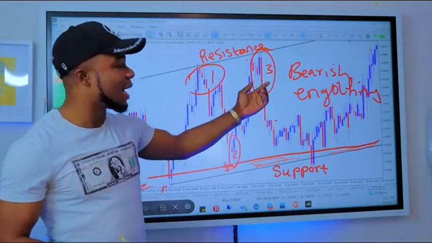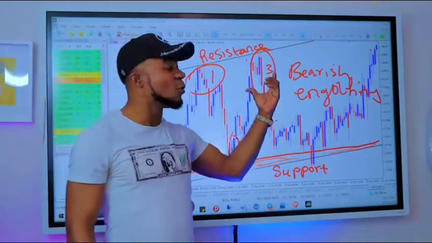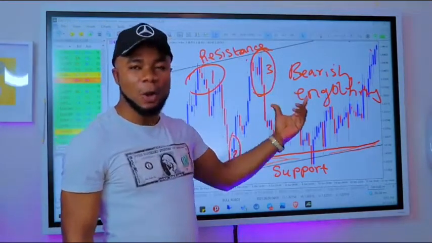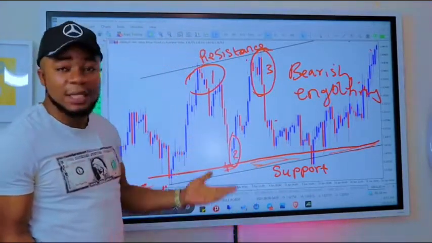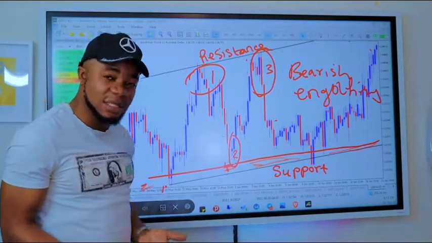And the candlestick pattern which we were using here was what? The bearish engulfing candle. As simple as that. I'm not the one fabricating this. It's already there. I'm just making you able to see it.